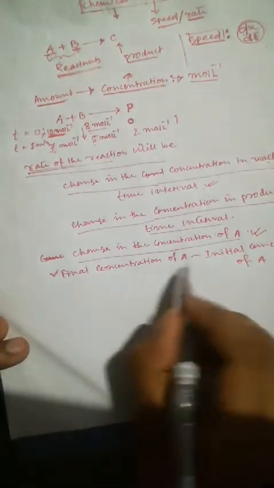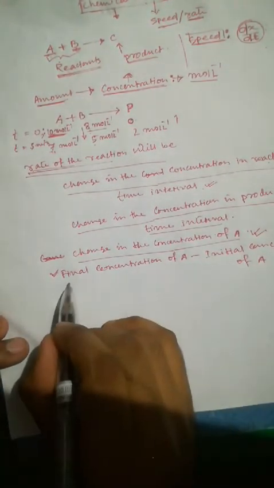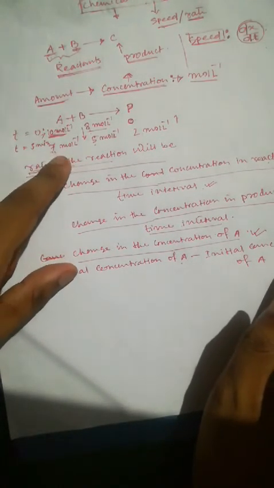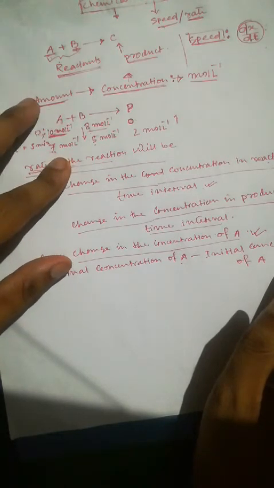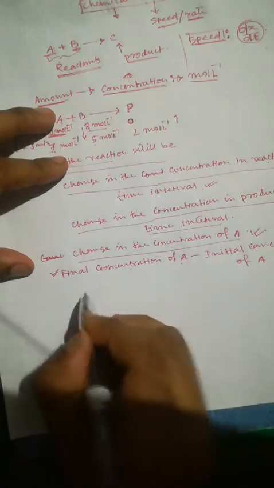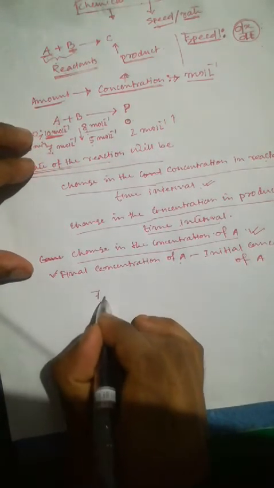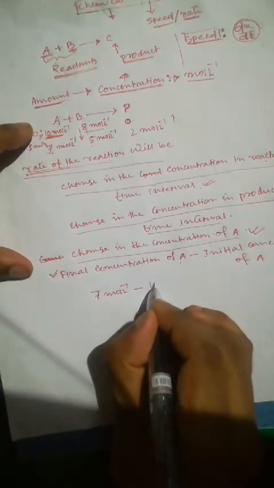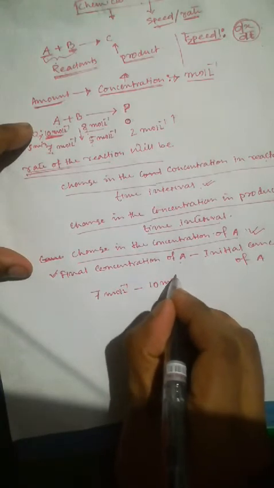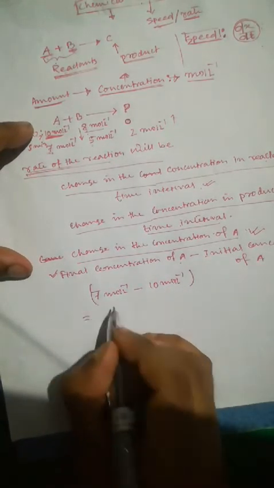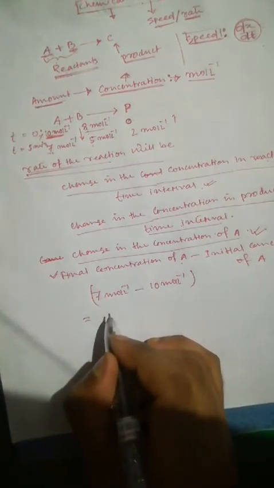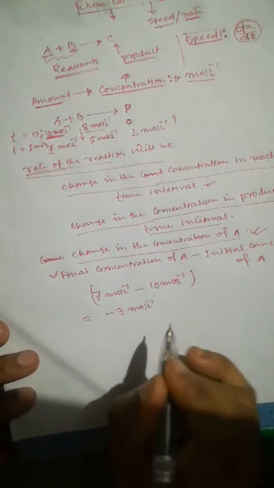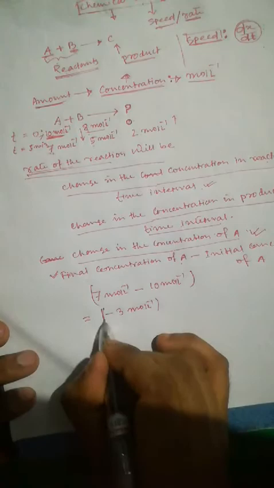Final time is 5 minutes, initial time is 0. So if we calculate the change in the concentration of A, it is the final concentration of A minus the initial concentration of A. The final concentration of A is 7 mol per liter, and the initial concentration of A is 10 mol per liter. Alright. So if we put the values here, final concentration was 7 mol per liter minus initial concentration was 10 mol per liter. This is the change in the concentration of A. The result will be what? 7 minus 10 is minus 3 mol per liter. So the change in the concentration of A is minus 3 mol per liter.